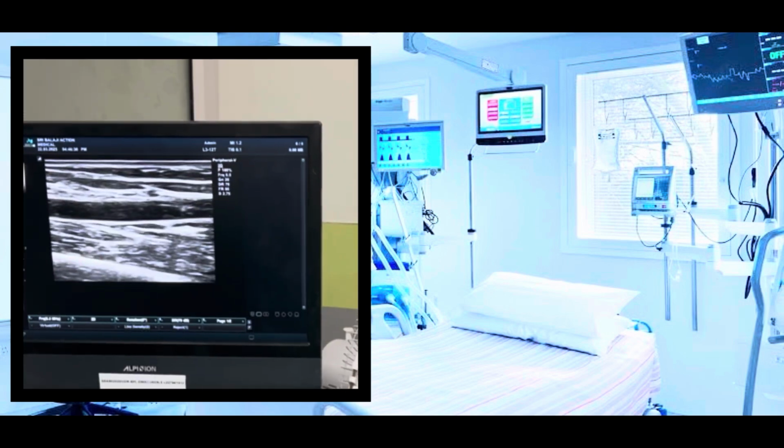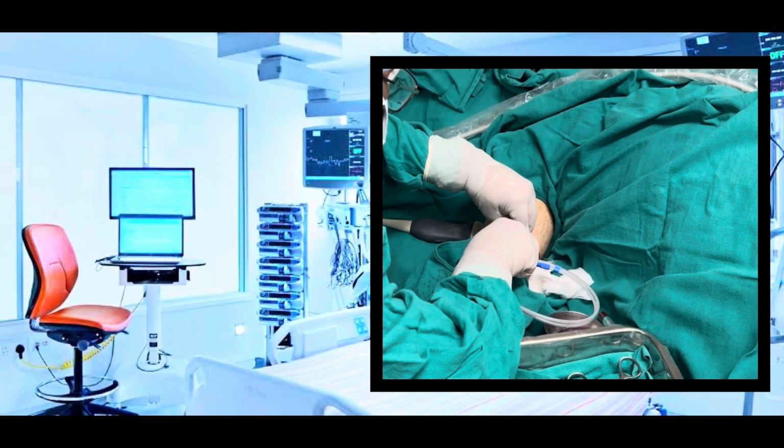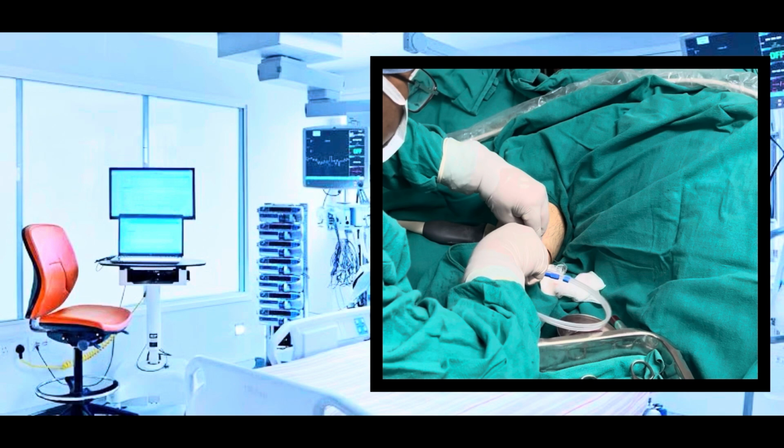While inserting the introducer needle, the ultrasound scanning should be done in the longitudinal orientation along the long axis of the basilic vein so that the whole length of the needle is visible. Once a good flow of venous blood is drawn, the guide wire is inserted. The placement of the guide wire should be confirmed with ultrasound again.